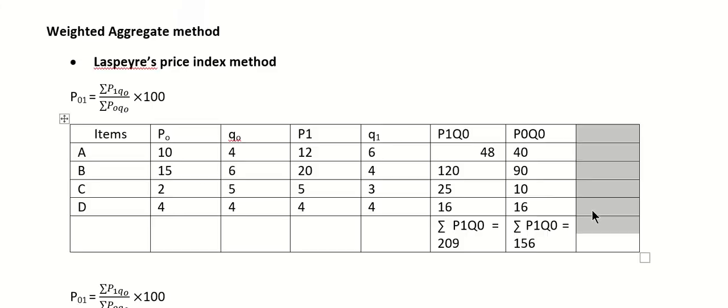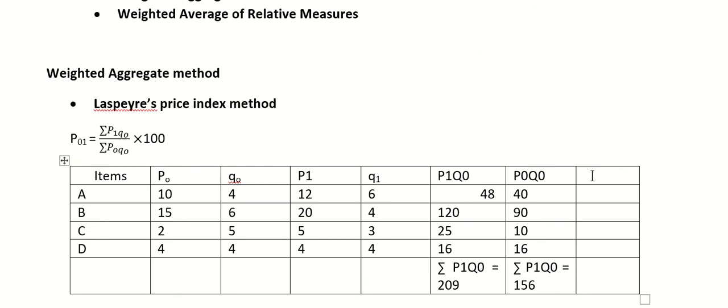So first is P1 Q1. So this is P1 and Q1. So 12 into 6, 72. 20 into 4, 80. 15. And then we have 16. And its summation is 183.